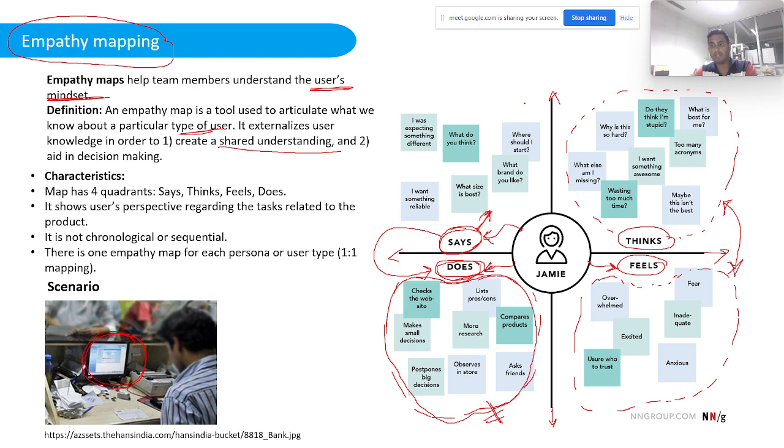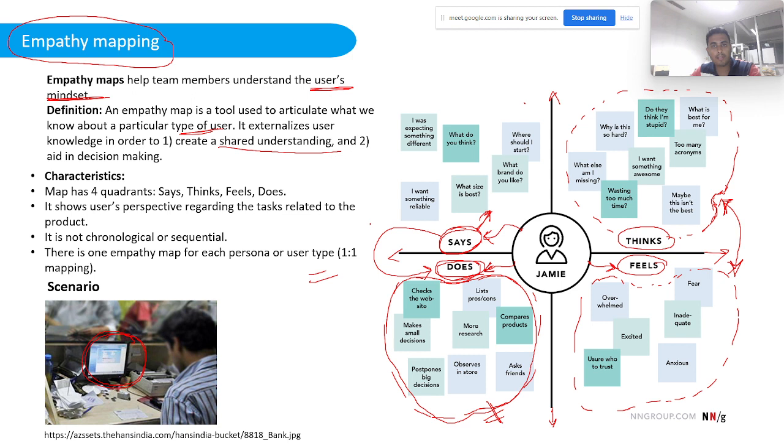That means you need to make something that requires less cognitive processing. So you need to work on your design to make it easy to use without utilizing much memory as well as processing of the user. So this is how we do empathy mapping.